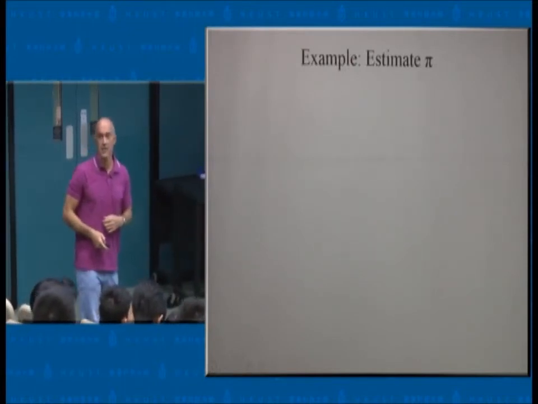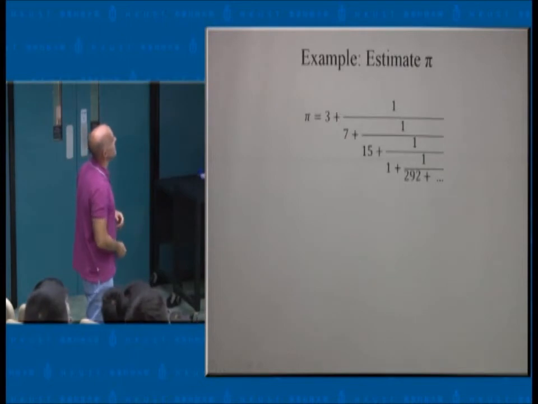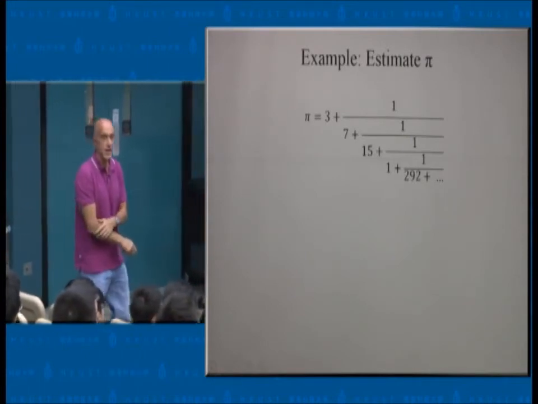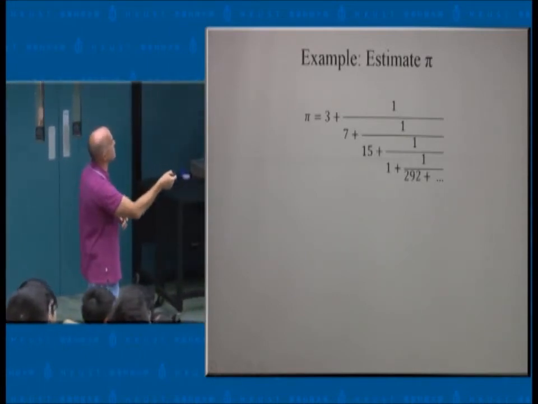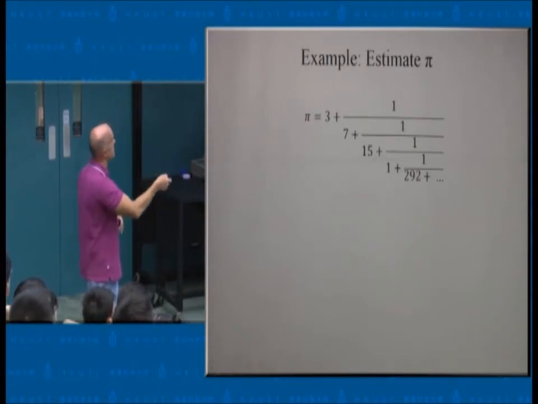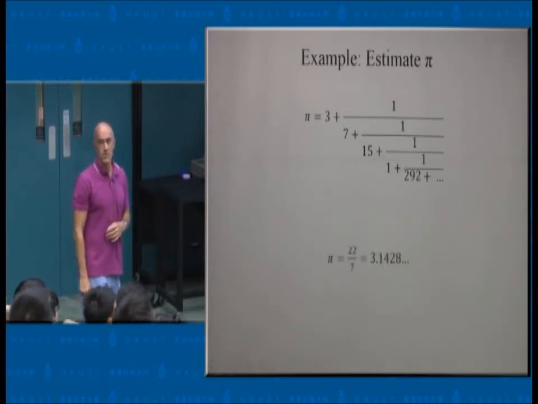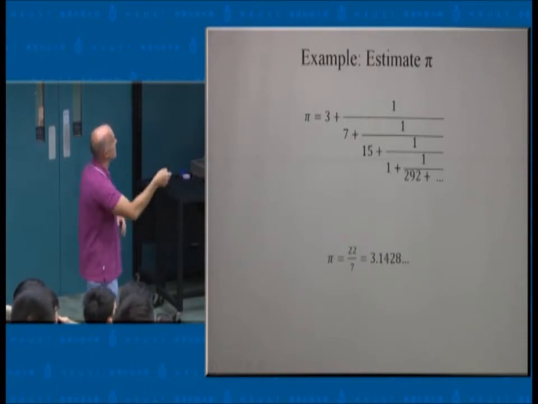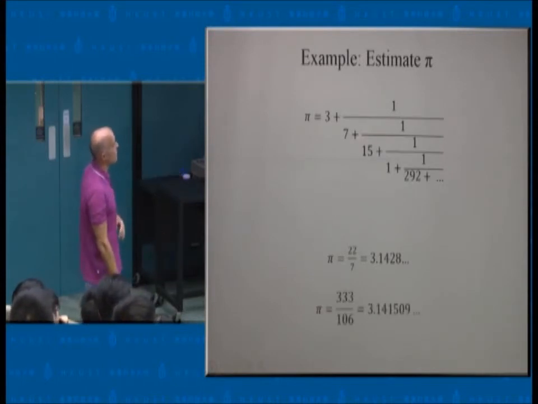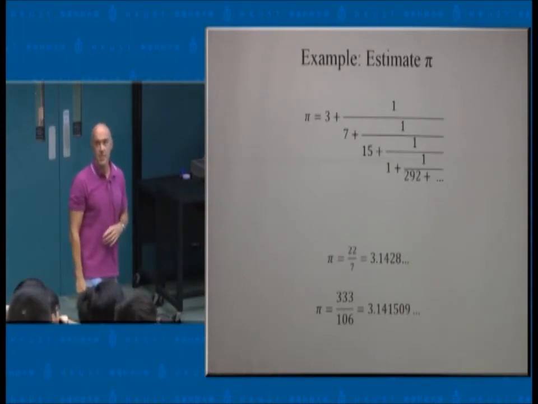So how about pi? Everybody knows pi. Here's pi. Okay? So this is the continued fraction expansion for pi. So we can look at approximations to pi. So the first one is 3 plus 1 over 7. So 21 over 7 plus 1 over 7 is 22 over 7, right? So that's the first one, 3.14. Okay. The next one, you include the 15, right? You include the 15. 3.1415. Okay. And so on. Right?